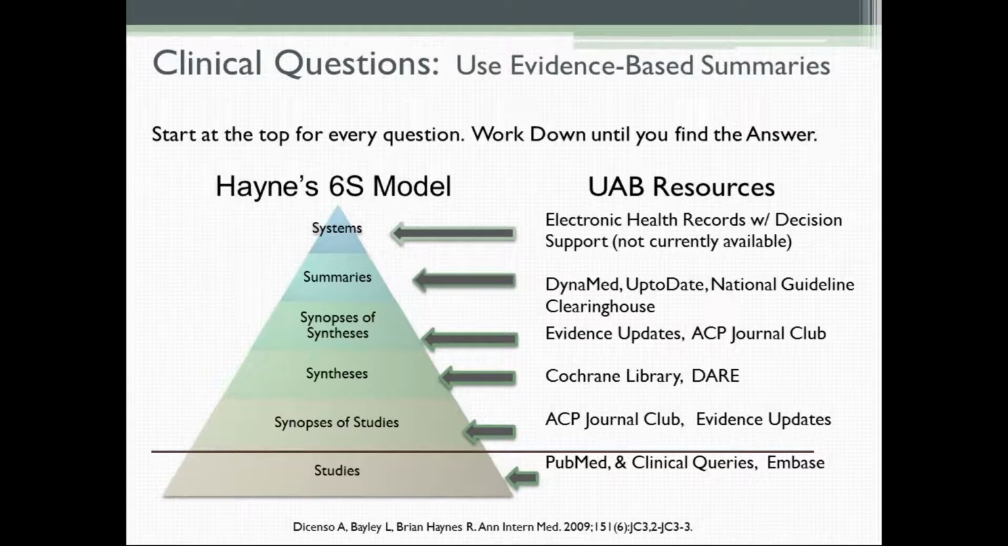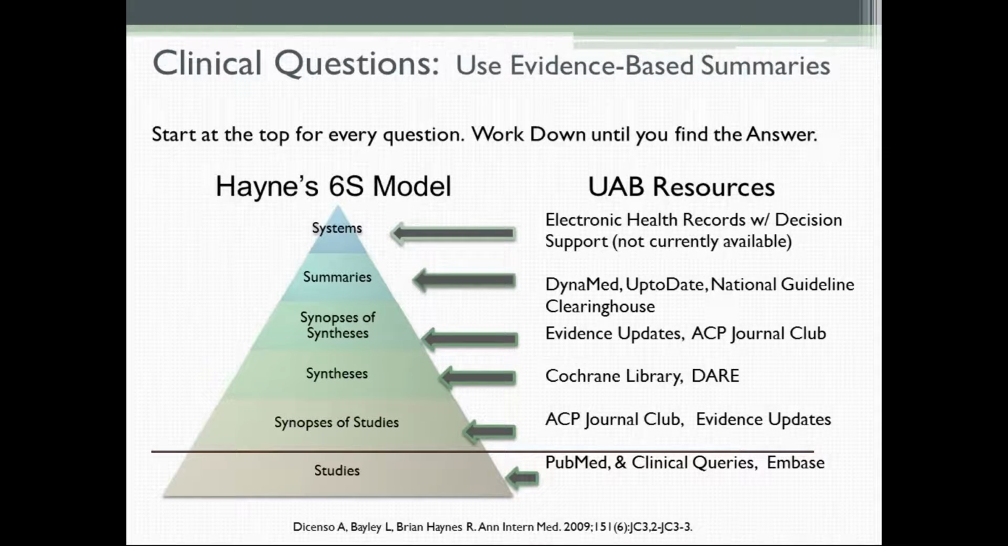So for clinical questions, this is a model called the Haynes 6S model. And basically what it's saying is you want good synthesized information when you're working at the point of care that somebody else has evaluated for you. And that could be a meta-analysis or some of these other things I'll tell you about when we go down the pyramid. You want to be able to get it quickly and get your answers, and you don't have time to focus on a long PubMed search when the patient's in the other room, or you've got 5 questions to answer before the end of the day.